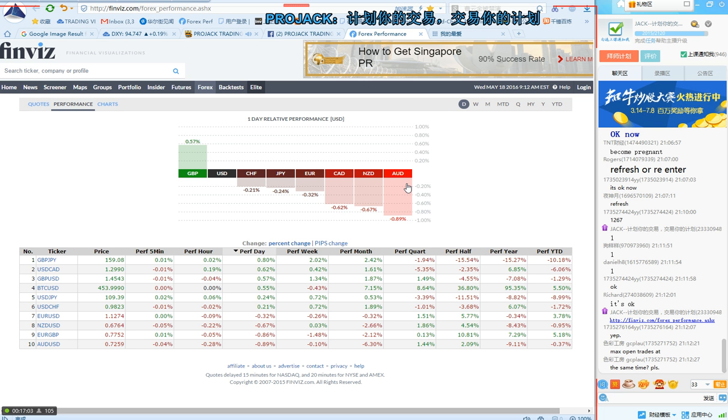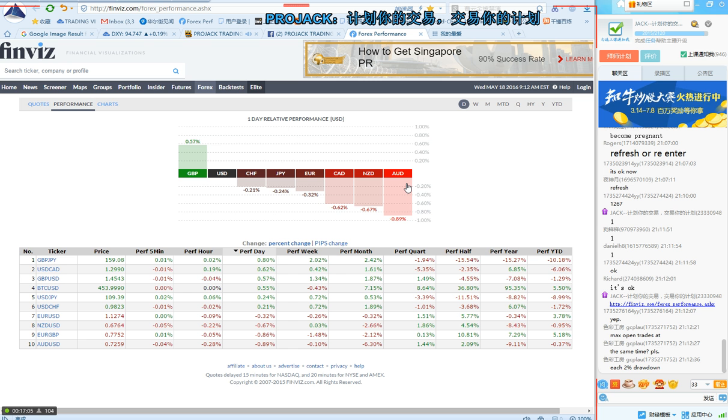Don't open more than 5 trades. Every trade you lose 2%, so if all 5 trades are gone, you lose 10% already. Don't trade too many pairs together. Maximum 5 trades. I would recommend maybe 3 to 4.